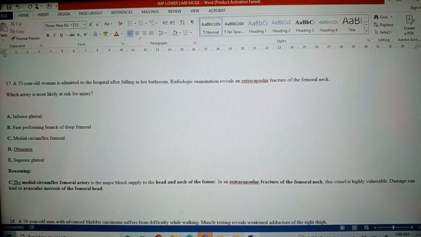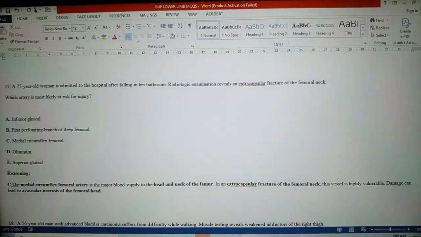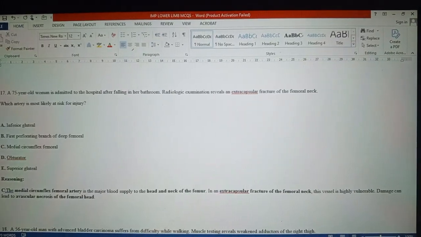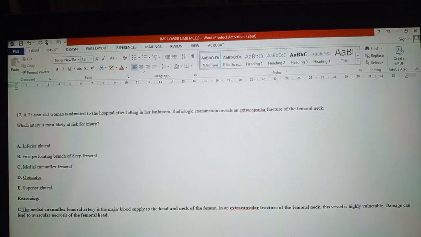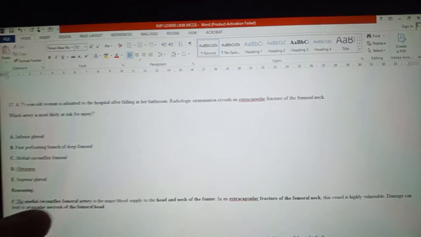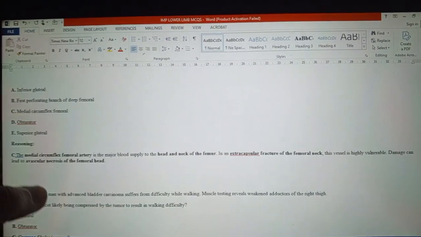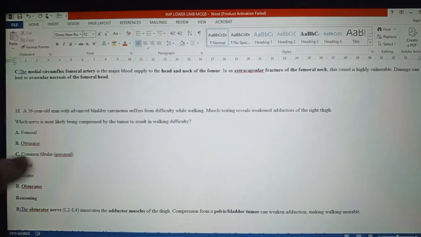In an extracapsular fracture of the femoral neck, this vessel is highly vulnerable and the damage can lead to avascular necrosis of the femoral head. This is how you are going to identify the answer or eliminate the other options.